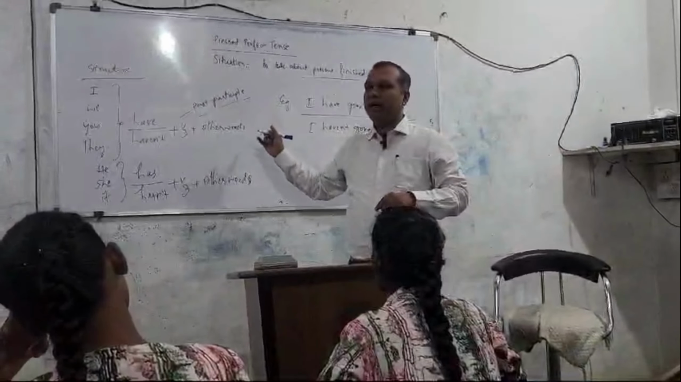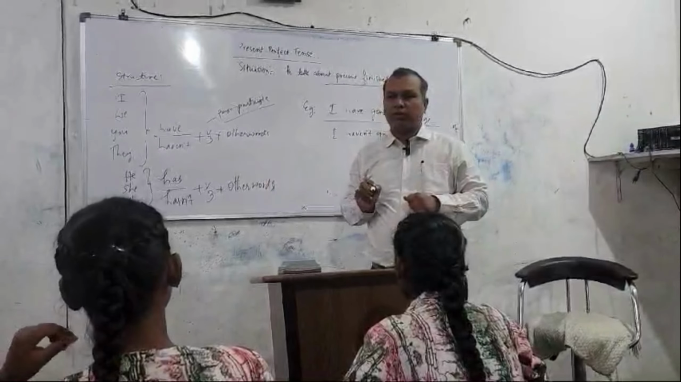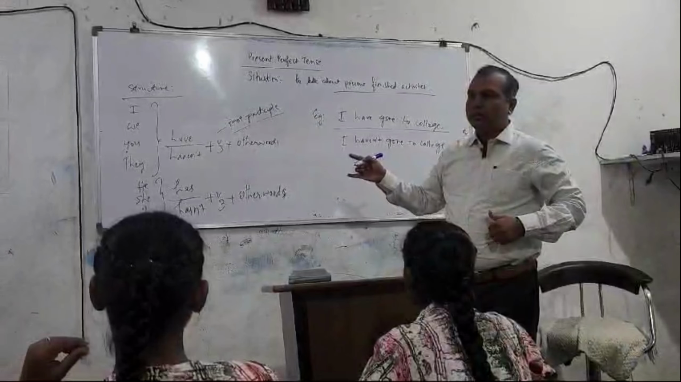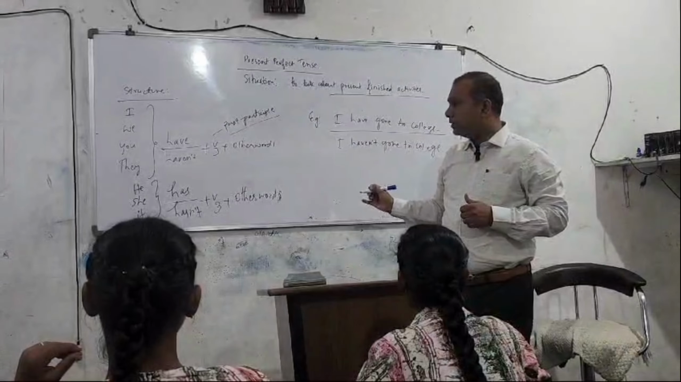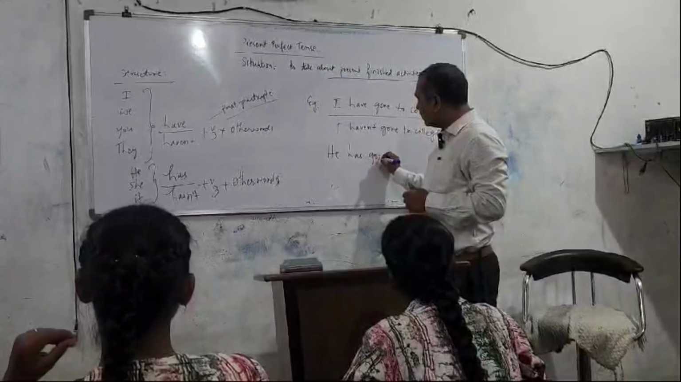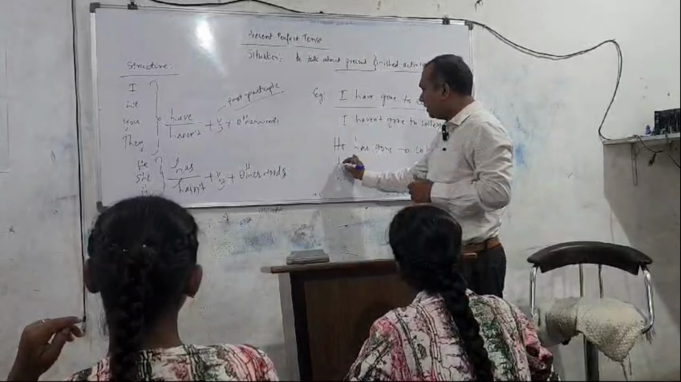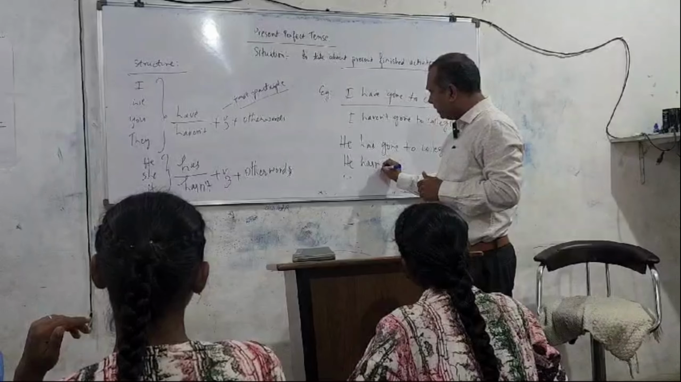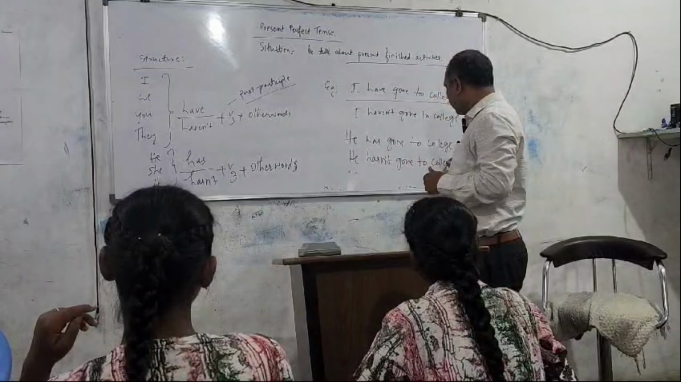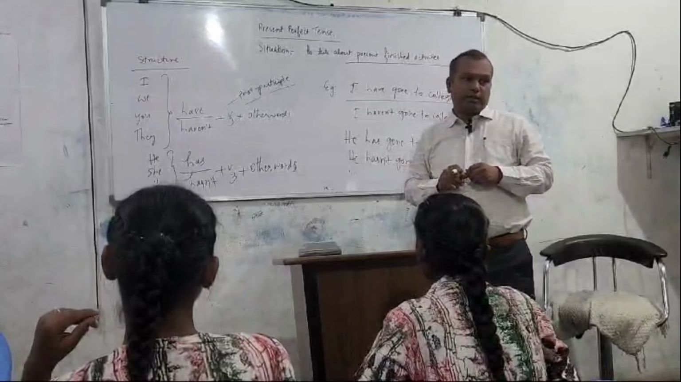Similarly, we have gone to college, we haven't gone to college, you have gone to college, you haven't gone to college, they have gone to college, they haven't gone to college. When you take third person, he has gone to college. Negative sentence, he hasn't gone to college. In present time we can use it.